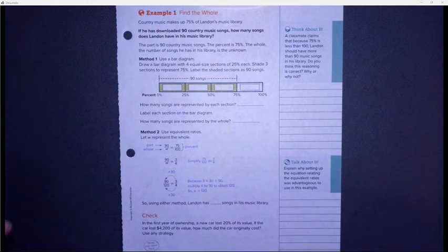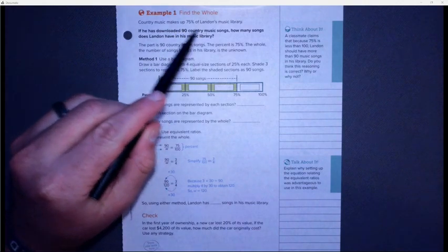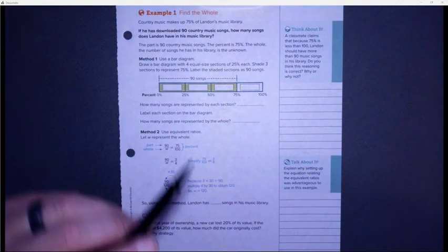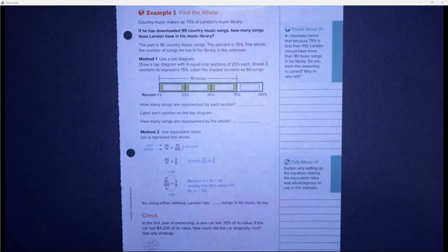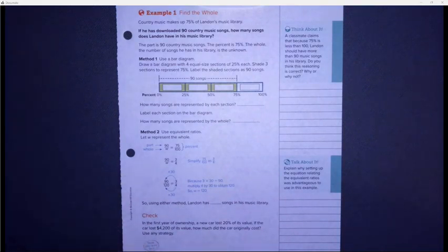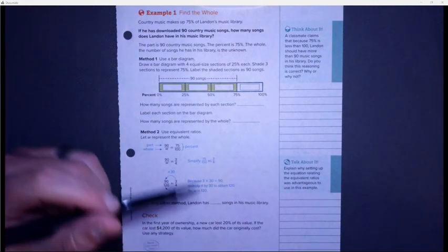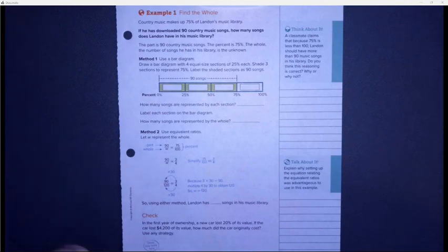Example 1 states country music makes up 75% of Landon's music library. If he has downloaded 90 country music songs, how many songs does Landon have in his music library? Okay, so we know 75% is country music and 90 songs are country music. So those two are the same, whereas before we talked about 75% of a number. Now we know 75% is a number.